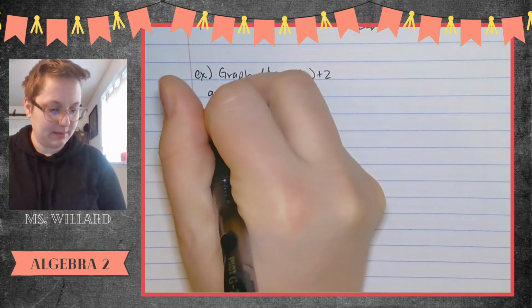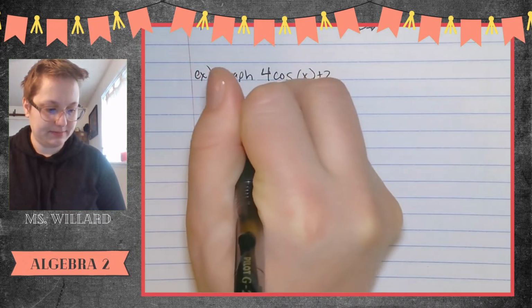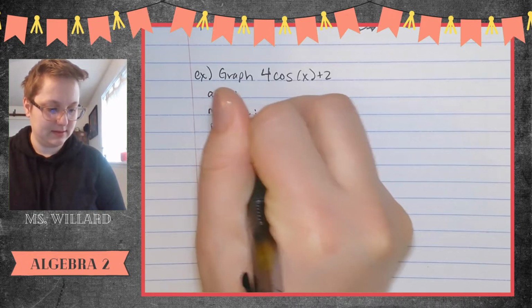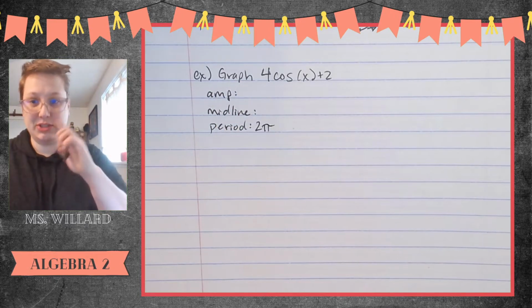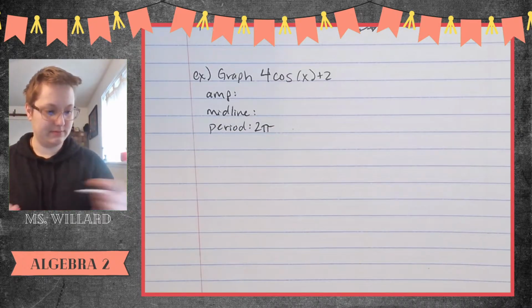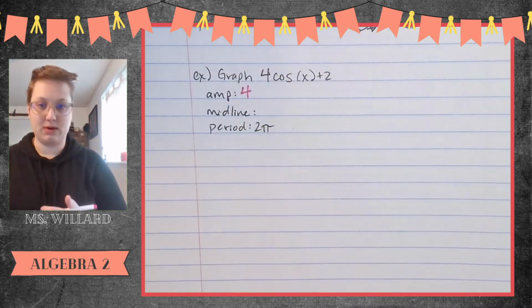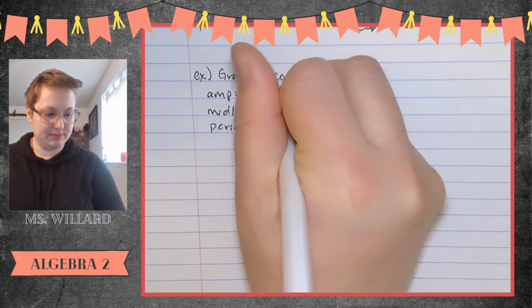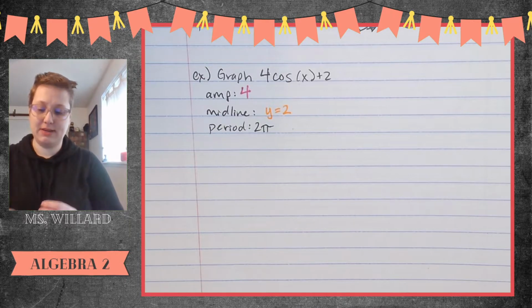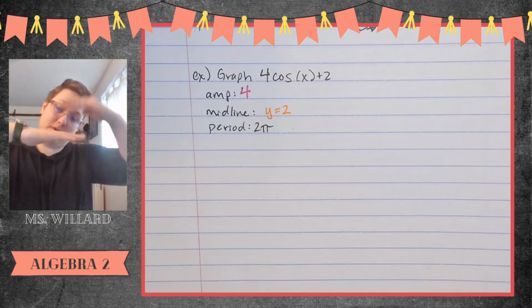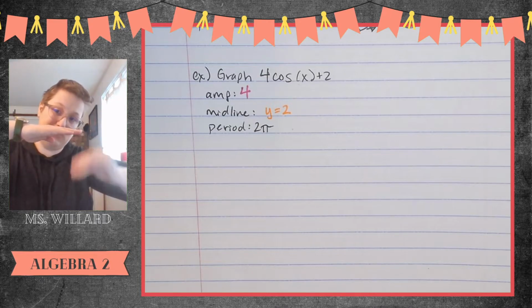Okay, so we need the amplitude, midline, and period. Now, period we already know. It's not going to change, 2 pi. Not going to change until next time. So our amplitude here is 4 because of the 4 in front of the cosine. And our midline is going to be at y equals 2. So if the middle's at 2, my highest height is going to be 6. That's 4 more. And our lowest low is going to be -2, 4 less.